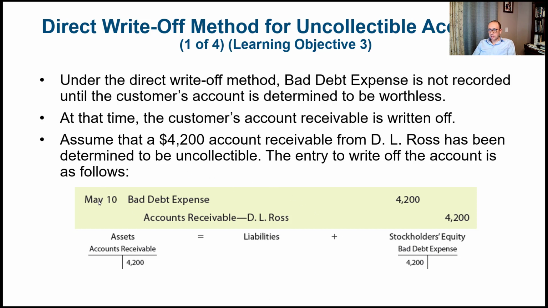We're going to debit bad debt expense, and I want you to remember that bad debt expense is an expense account. It appears on the debit side like all expenses. Then we credit accounts receivable for DL Ross, and accounts receivable is an asset. We are canceling or reducing it because of the bad debt. We know that it's not going to be collected, so we record it on the credit side. So again, we debit bad debt expense and we credit the accounts receivable, which is an asset. The bad debt expense has a negative impact on stockholders' equity.